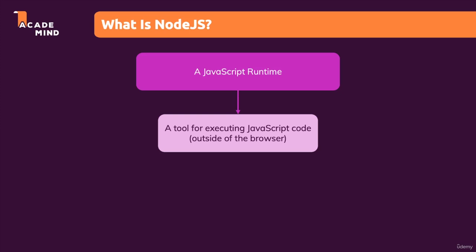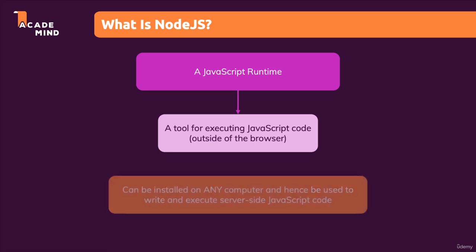And up to this point in the course, if we ignore the previous course section, we only knew that browsers are able to execute JavaScript code. Well, it turns out that if we install this extra Node.js tool, any computer can execute JavaScript code, and therefore we can use JavaScript in conjunction with this Node.js runtime tool to write code that executes on a server, since any computer can be a server.